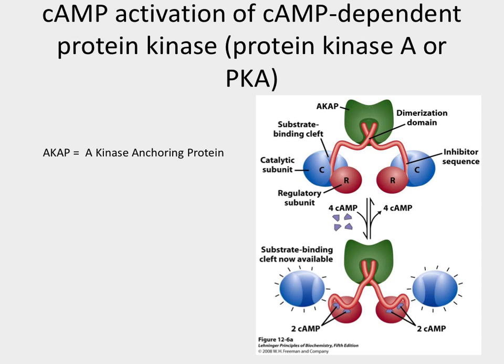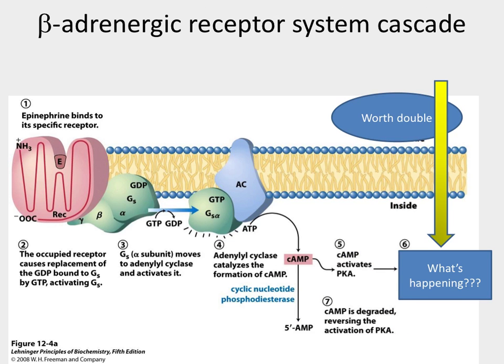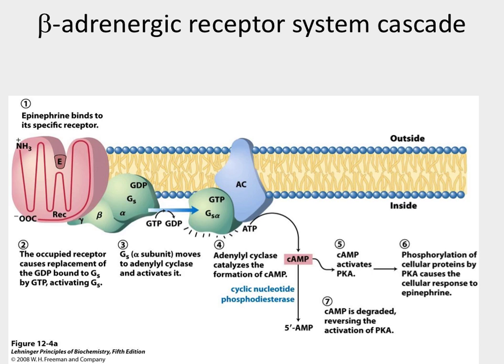It has another protein called A-CAP, which is a kinase protein. But what happens is cAMP comes in and binds. Whenever cAMP binds, it releases the regulatory subunits. Now all the other proteins can come in and bind it as substrates. Finally, what happens here is we've got the phosphorylation of lots and lots and lots of proteins. That's what causes the physiological response that you see from epinephrine.